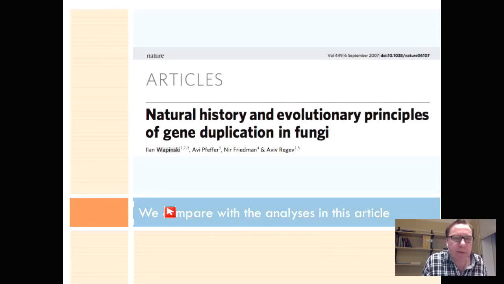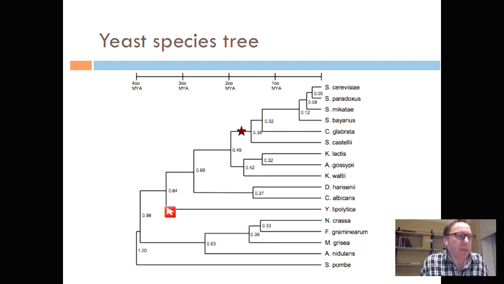Okay, so let me end the more mathematical part there and go over to comparing our results with the results obtained in this Nature article by Wapinski et al. What they consider is a number of fully sequenced yeast genomes, and they analyze all gene families from these yeast genomes. In order for us to be able to compare with them, we analyzed exactly the same gene families. And as most of you probably know, there has been a whole genome duplication in this yeast tree, exactly here where we have the star.